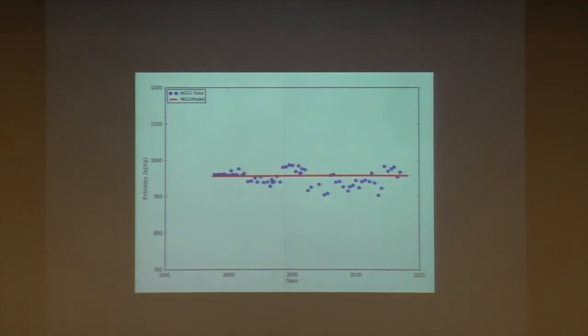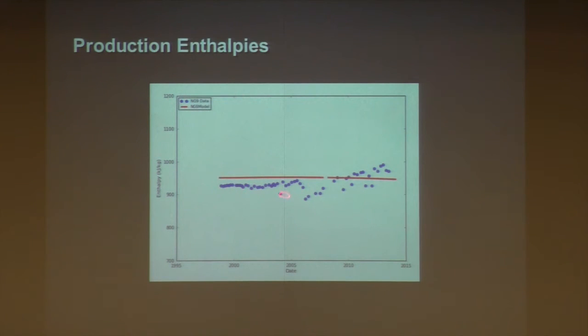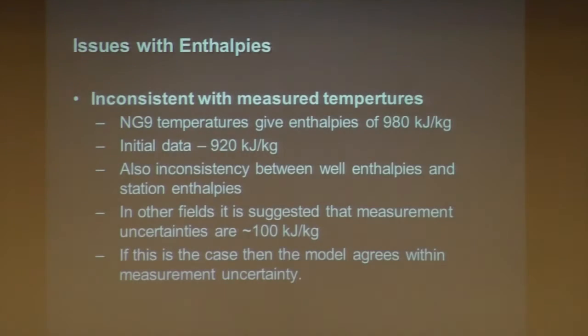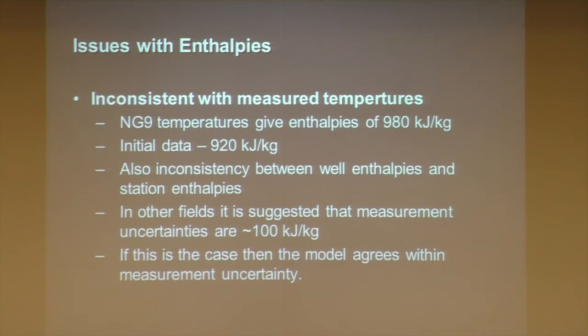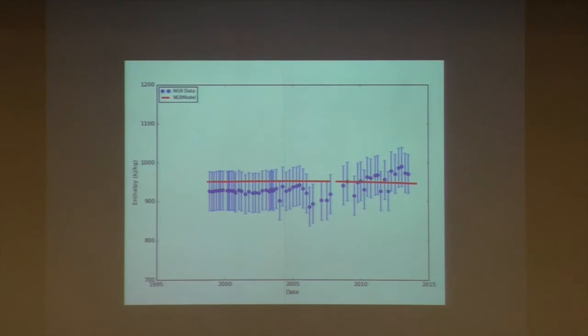So if we look again at what we see in NG9, we should be seeing some increase in enthalpy around 2008. That's not reflected in what happened in the power station. So no enthalpy increase was seen. So there are some issues with the measurement of enthalpies in this field. I believe that the TNT testing is probably accurate to about 100 kilojoules per kilogram. And if you add those uncertainty bars to the data, the model's doing about as well as it can, I think.